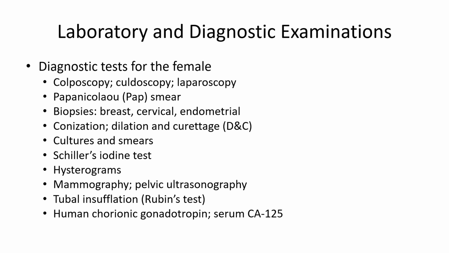We're evaluating fallopian tube patency, and it's also done for fertility studies. When the tubes are open, the gas simply enters the abdominal cavity and you can hear a high-pitched bubbling when you auscultate. That is just the gas escaping from the tubes. The patient might complain of shoulder pain due to diaphragm irritation. If the patient's tubes are occluded, the gas will not escape and they will not report any pain. So know what tubal insufflation or Rubin's test is.